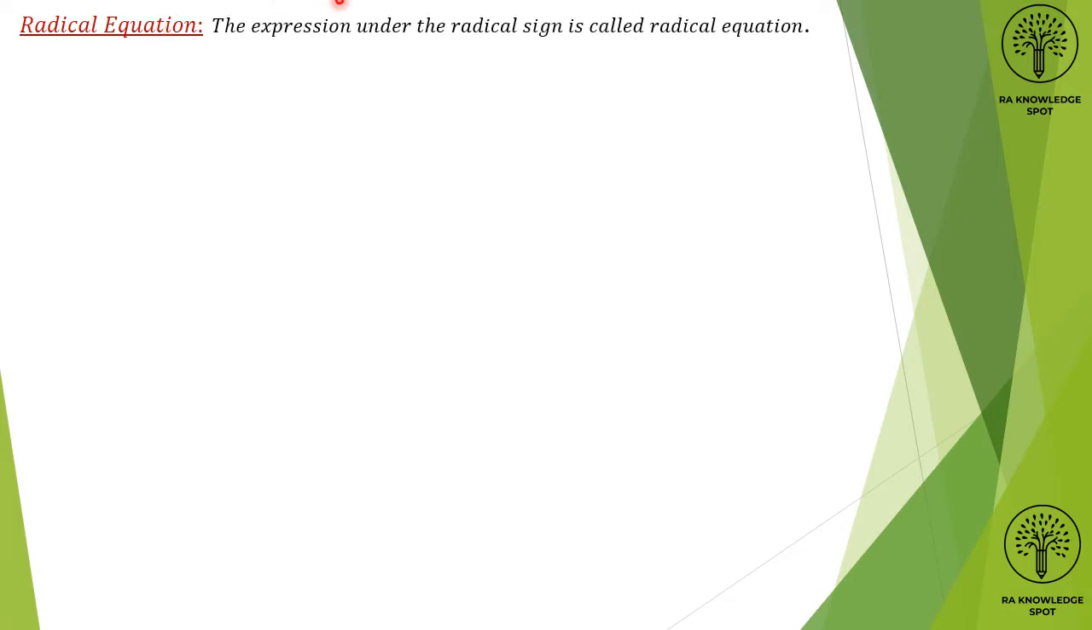Now this is the definition. The expression under the radical sign is called the radical equation. Any expression under the radical sign is called a radical equation. Here is an example: you can see 3x plus 1 is an expression and it is written under the radical sign, equal to 4. It could be anything here, no problem with this 4, and this is called a radical equation.